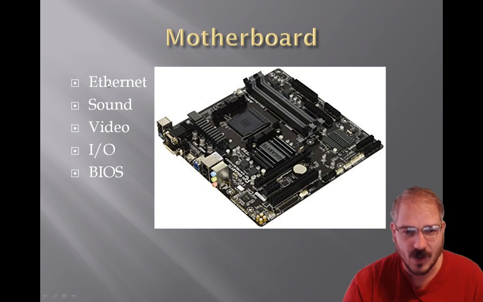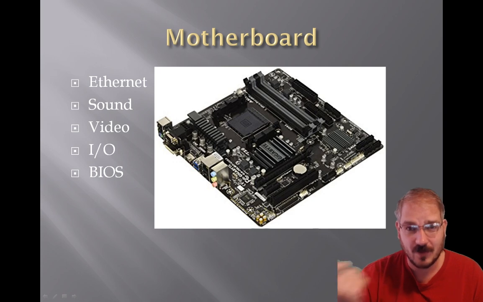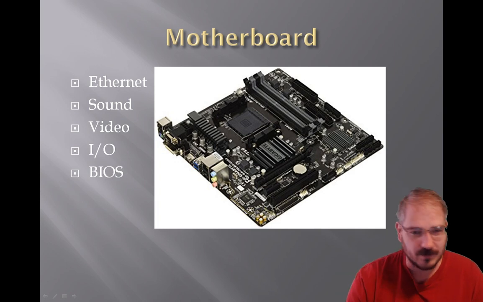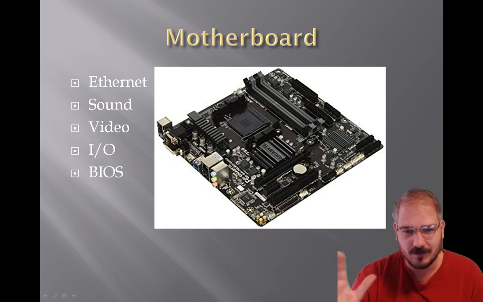So it has its own Ethernet card, which, if you see there, it's kind of hard to see in this picture, but that's where you plug in a LAN cable. If you don't have wireless internet, an actual internet cable goes in the Ethernet port. Almost all of them these days have built-in sound. Way back in the day, you had to have a separate sound card, like you had a video card. Today, it's almost always built into the motherboard.